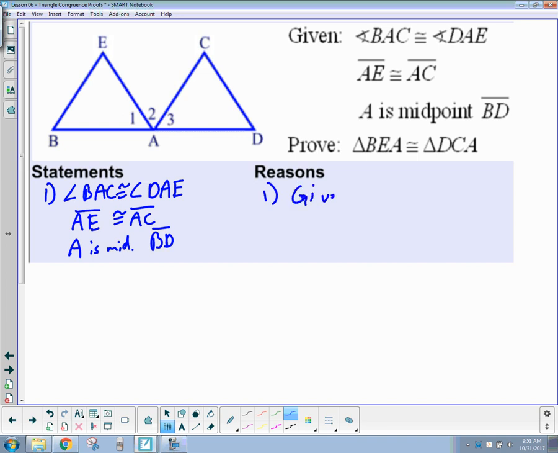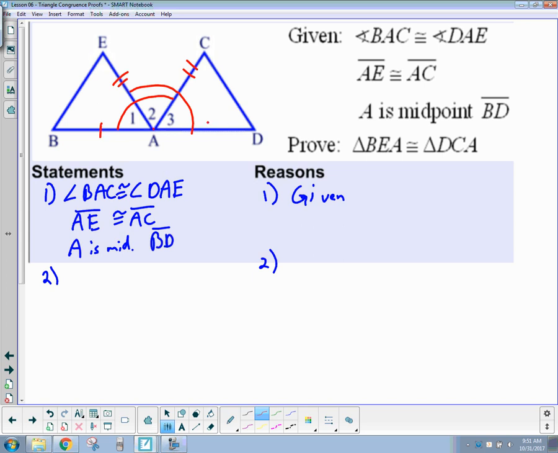2. Let's mark what we got going on. BAC is congruent to DAE. So BAC and DAE, it's the whole big angle there, okay? AE is congruent to AC, alright? And A is the midpoint of BD. So that means this should be congruent to this side.